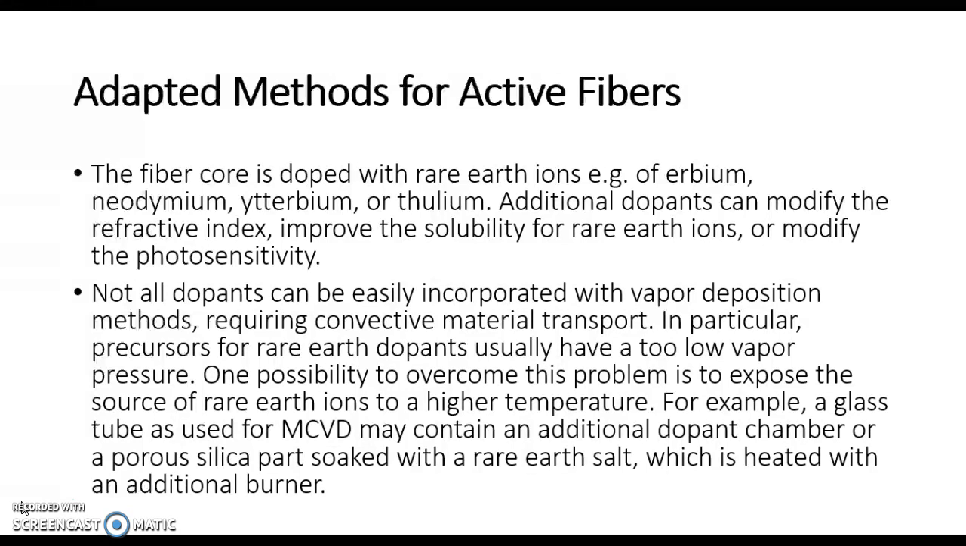One possibility to overcome this problem is to expose the source of rare earth ions to a higher temperature. For example, a glass tube as used for MCVD may contain an additional dopant chamber or a porous silica part soaked with a rare earth salt, which is heated with an additional burner.